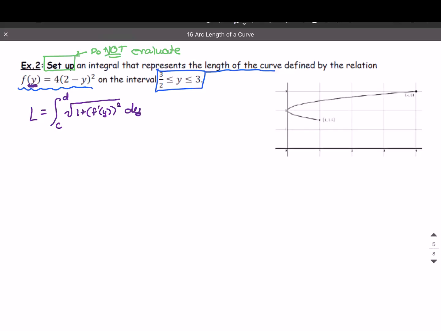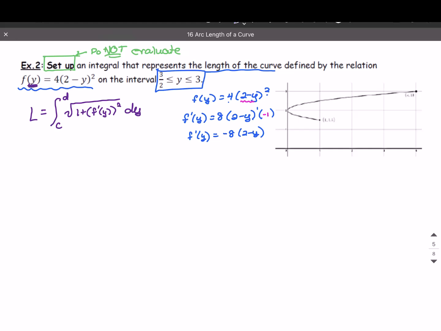So the first thing we need to do here: we have f of y is 4 times the quantity 2 minus y squared. Let's find the derivative of f. We're going to say 2 times 4 is 8. Keep the inside, decrease the exponent by 1, times, now we have to do the chain rule, the derivative of the inside is negative 1. So if we simplify that a little bit, that's going to give us negative 8 times the quantity 2 minus y.